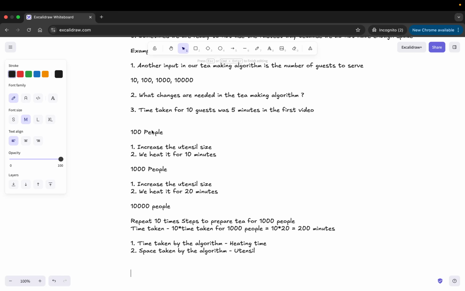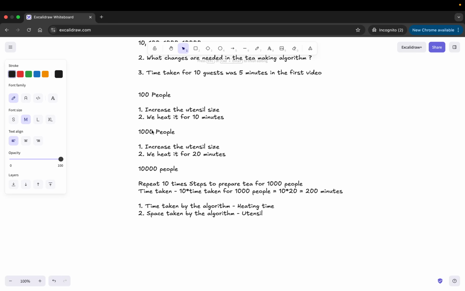It will become useless. So you want to reduce the time taken by the algorithm, but sometimes you are bounded by the space taken by the algorithm. In the 10,000 people case, we could have done it in, let's say, 40 minutes, because as we are increasing the number of people by a factor of 10, the heating time was becoming twice. So if we had a big enough utensil for 10,000 people, it would have taken 40 minutes, because every factor of 10 in the number of people, we are assuming it takes twice the time of the previous scenario. But we can't do it in 40 minutes because in the current scenario the utensil size is limited.